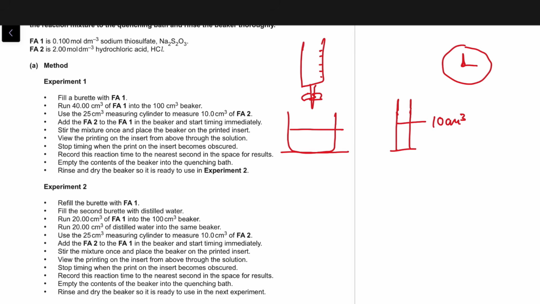So our method includes two experiments, experiment 1 and experiment 2. Start off with experiment 1, we are asked to fill a burette with Fa1. Fa1 being 0.1 moles per decimeters cubed of sodium thiosulfate. That goes into our burette. It then says to run 40 centimeters cubed of Fa1 into the 100 centimeter cubed beaker. So this right here is our beaker, and 40 centimeters cubed of it will be filled with our sodium thiosulfate.